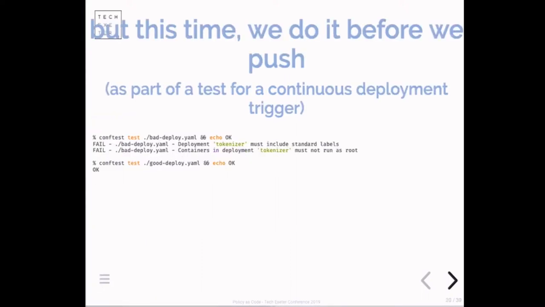And we test that using the ConfTest tool. So in this case, we're just taking two examples of a deployment manifest, a bad one and a good one, and we're showing rather obviously that the bad one fails because the deployment doesn't have what it needs and the good one passes. So as part of a build test, that is a build test, right? You could include that in your system and that would fail a build if that was the case.